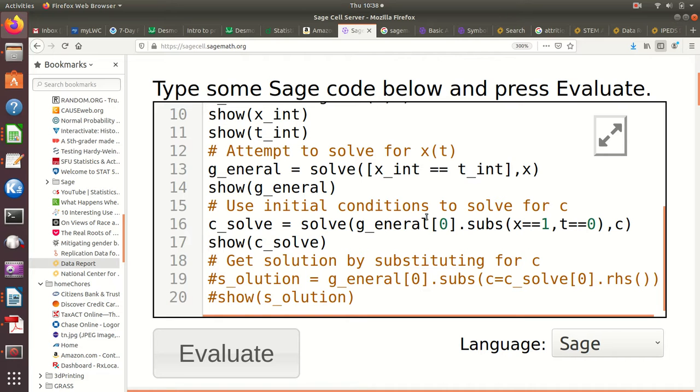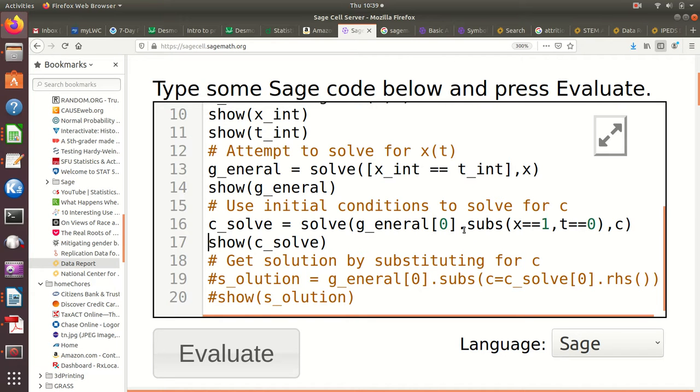One is to get rid of the brackets around my equation. I say general, which we had assigned our general solution to, but I put it in brackets and I say 0 because I want the 0th, or the very first, item in those brackets. There is only one item, and that's the 0th item.